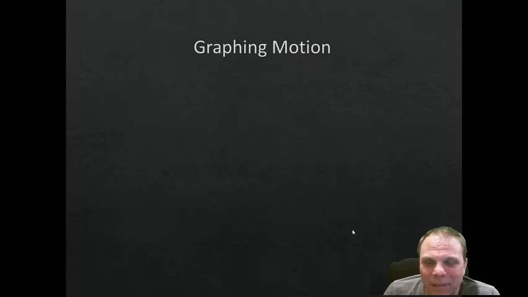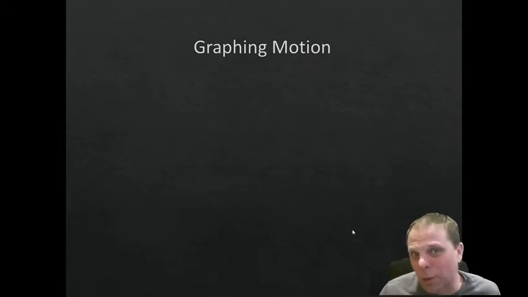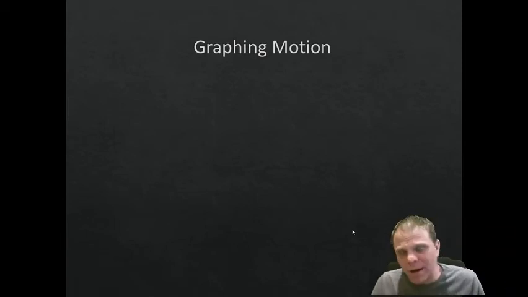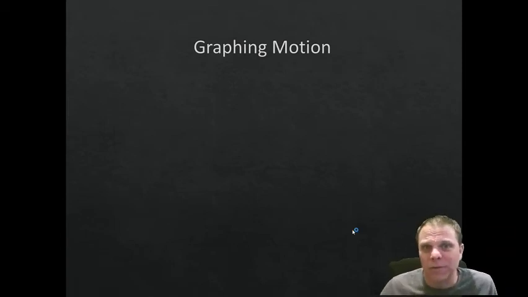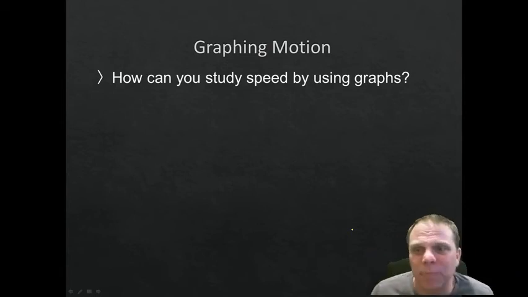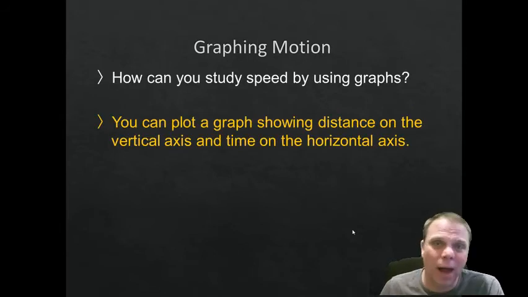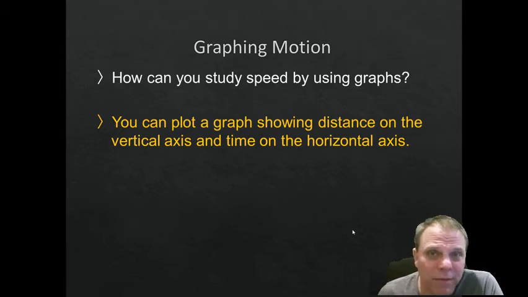I bet you did. All right, so let's finish off now in this chapter with talking about how we would graph motion. I've now figured out how to do these equations. Hopefully you've done a few of them now with me and they make sense to you. But how can we study speed by using graphs? Well, we are going to plot a graph of distance versus time. We're going to put distance on the vertical axis and we're going to put time on the horizontal axis.